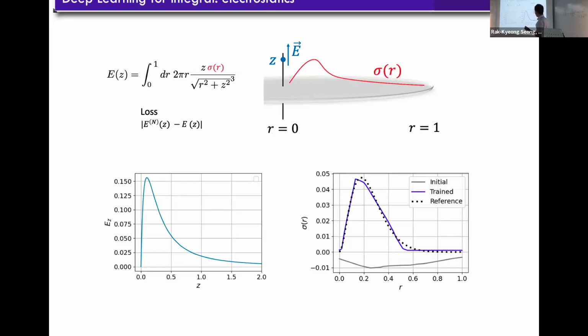Initially, the same story. Here, the gray one, initially the machine just assumes anything, randomly. Then, of course, this E(z) will be different from the experimental value. Then the machine tries to reduce the loss function. The loss function means the difference between the experimental E(z) and the computed E(z). So the machine tries to change sigma(r) in order to reproduce the experimental value. Then finally, the machine was able to find this sigma(r).